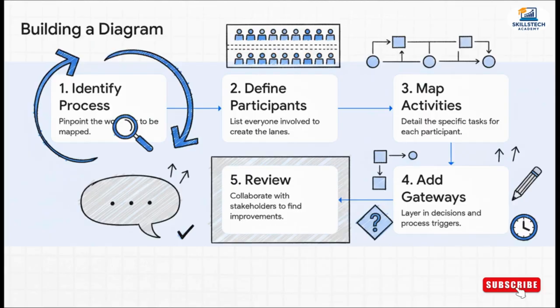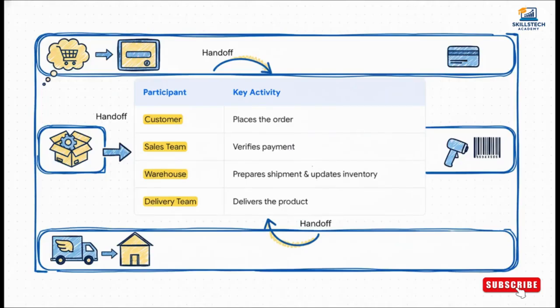Next, we map out their specific activities. After that, we layer in the complexity with gateways and events. And finally, and this is the most important step, we review it with the people who actually do the work every day. So for our e-commerce example, we've got 4 key participants, and each one gets their own lane: the customer, the sales team, the warehouse, and the delivery team.